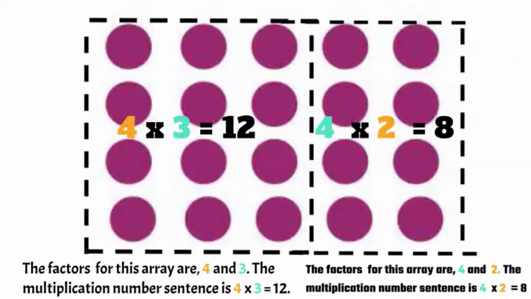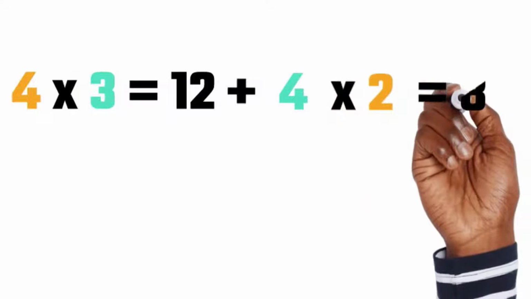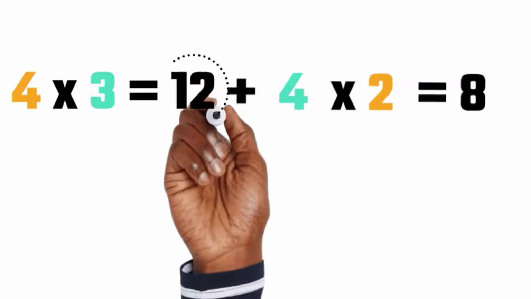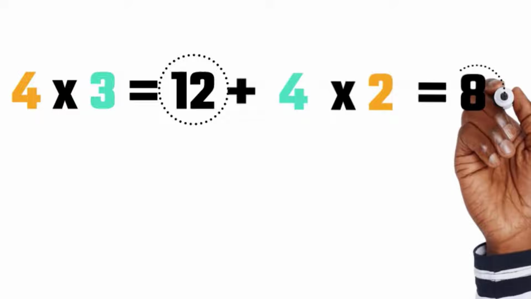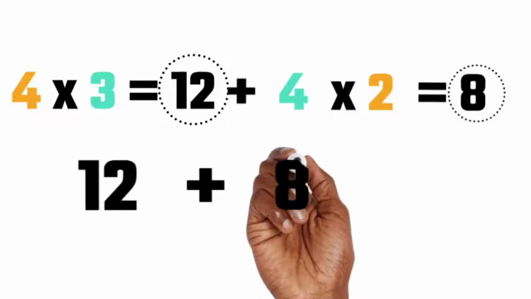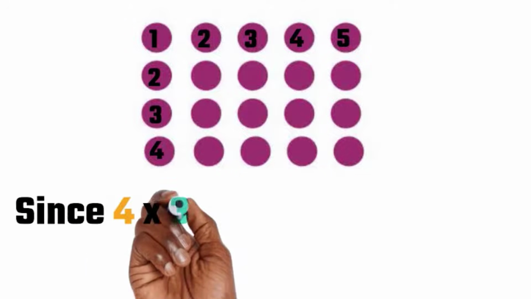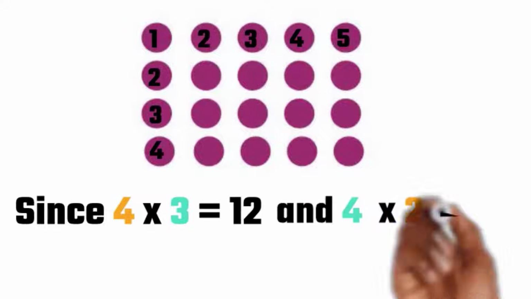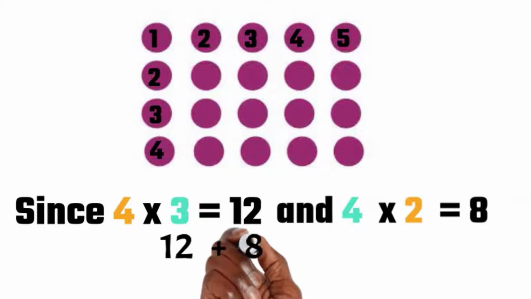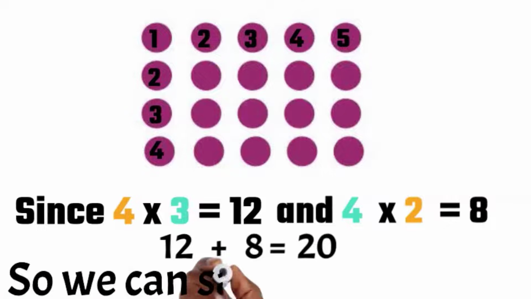So now I take those two multiplication number sentences and I add my answers together, my answer of 12 and my answer of 8. So 12 plus 8 equals 20. And that's my final answer, 20. One more time. This array has 4 rows with 5 in each row. So since 4 times 3 is 12 and 4 times 2 is 8, 12 plus 8 is 20. So 4 times 5 is 20.